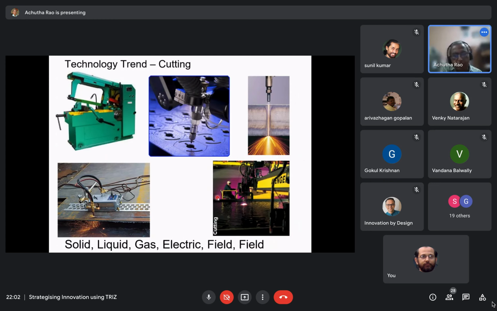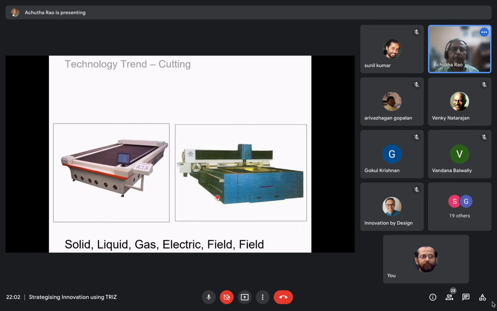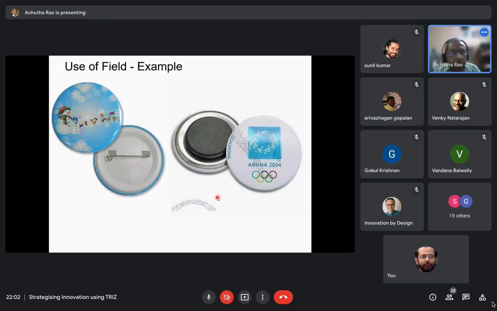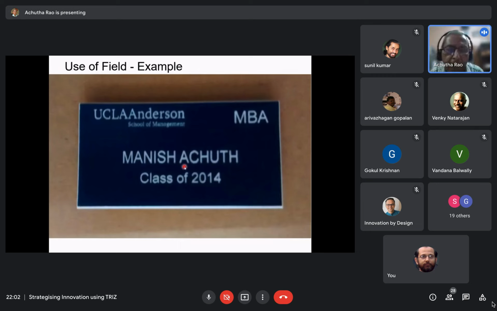So let's go to cutting. Now we are fully in the field. What is the field? Laser cutting, right? Most important, most efficient. Okay, we are moving along the same trends. Just to demonstrate that what I talk about has proofs. Use of laser, fields. Like you've got these identity badges, where you have to actually use a pin to pick the hole, and you could substitute it with a magnet. Actually, this is my son's badge at UCLA when he was doing his MBA. So it's a magnet actually. Field.